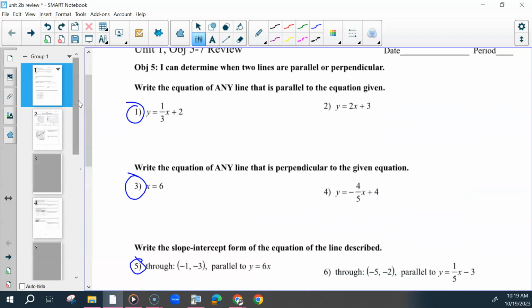Alright, for number 1, you have to write an equation that is parallel to the given equation. So parallel means what about the slopes? They're the same. So if you have to write an equation that has the same slope, it's going to start off the same. Y equals 1/3 x. Pick whatever y-intercept you want. This can't be the same. Someone give me a y-intercept. 4. That's all you have to do for that one. You're just writing an equation that is parallel to the one that is given. So they have to have the same slope but different y-intercepts. Questions on that one?